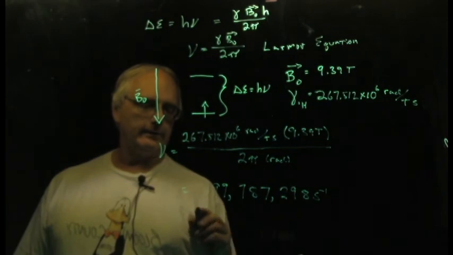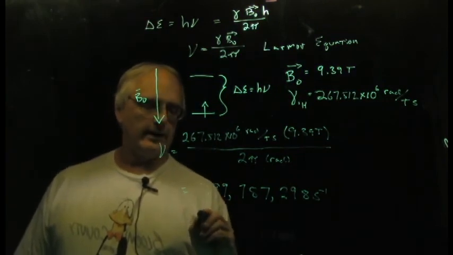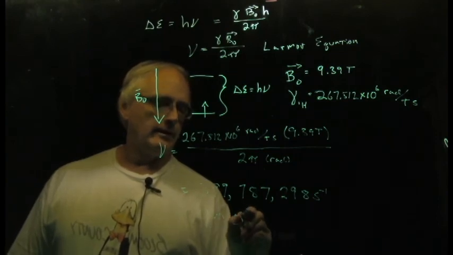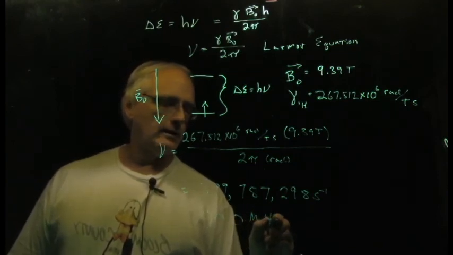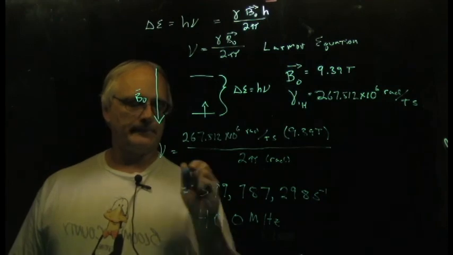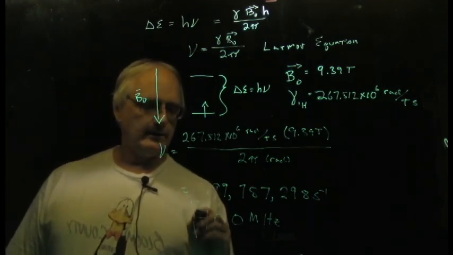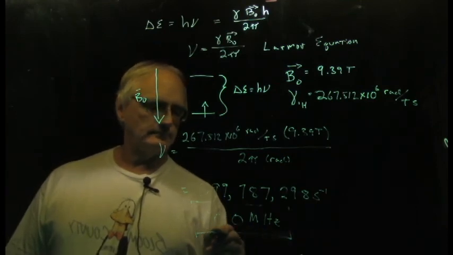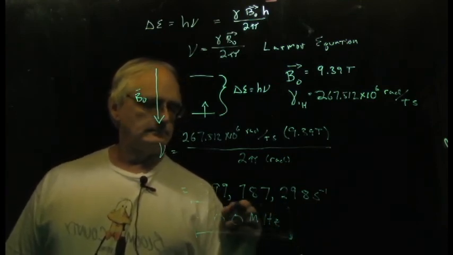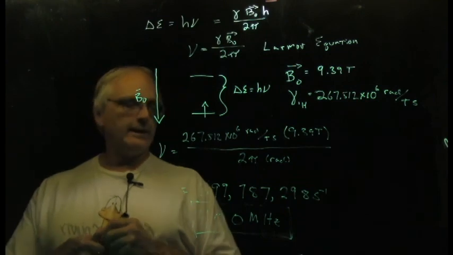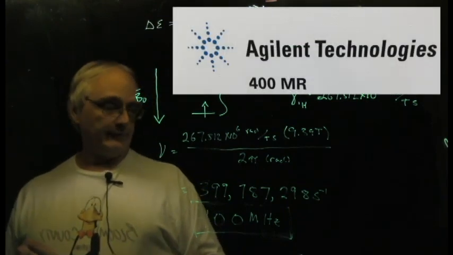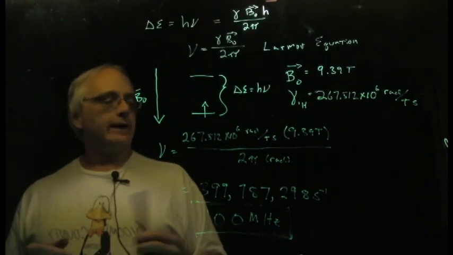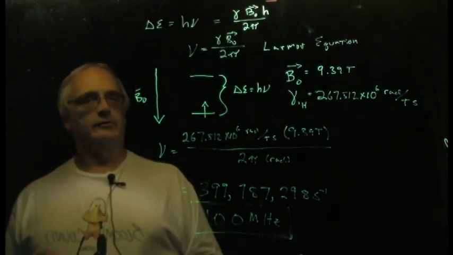That is a big, cumbersome looking number. And that is why you will often see it simply written out as 400 megahertz. And when you look at the instrument, that's the number you're going to see printed on the magnet itself. And that's why we say, at Georgia Southern, we have a 400 megahertz NMR spectrometer.